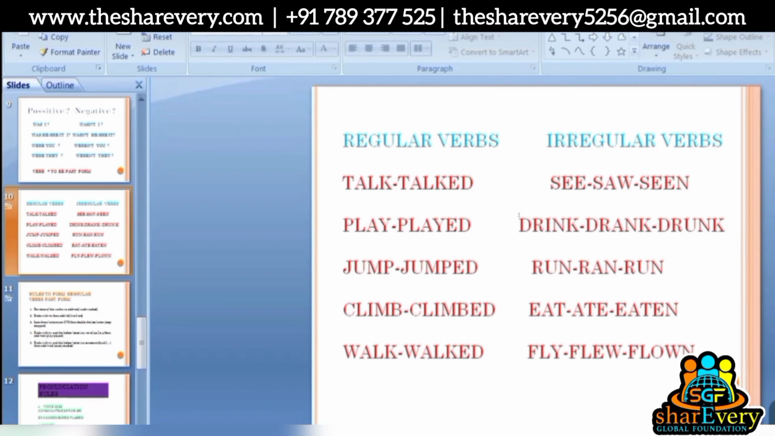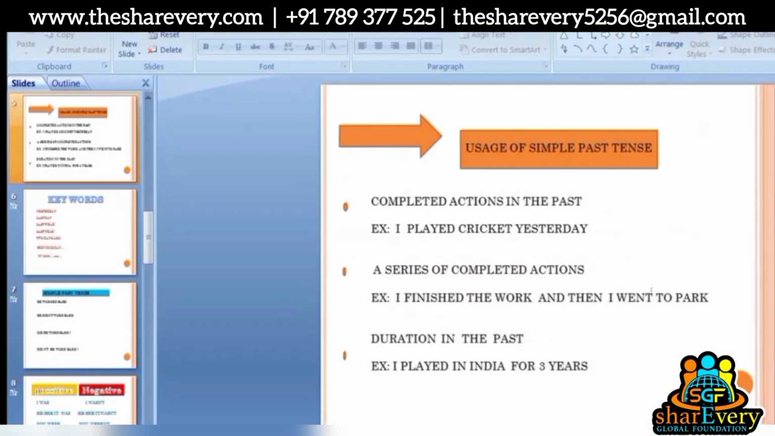Whereas in irregular verbs, the spelling may differ in the verb second form or third form also. The word may change in the middle, at the end, or totally. So like this, we get irregular verbs. See, I worked hard. They talked with me. The children played in the ground. They jumped. He climbed the tree. All these are regular verbs, where we use the simple past tense for all completed actions in the past, and a series of completed actions also.